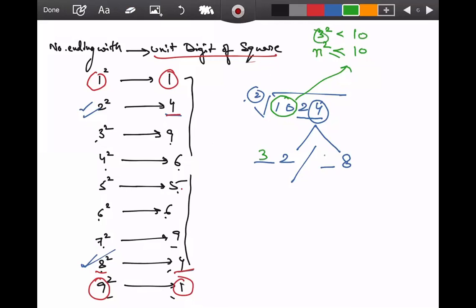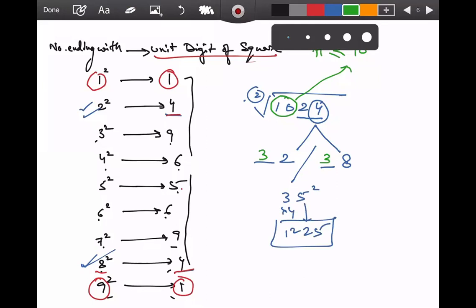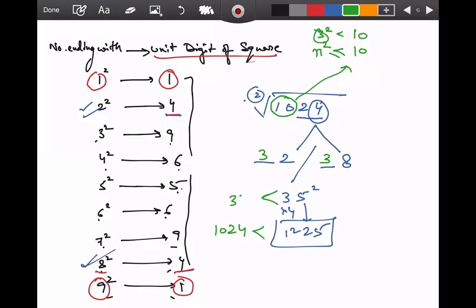So 3 here. Now to check which of the following will be our answer, we will use a number between 30 to 38 and of course ending with 5 because this is easy to find. So this is 25 and 3 into 4 is 12, so 1225. Now our number 1024 is just smaller than 1225. So our answer will be smaller than 35. Therefore the answer should be 32. ठीक है? So in case we have a 5-digit number, तभी हम first 2 digits का ही लेंगे. मैं कराता हूँ, एक मिनट.